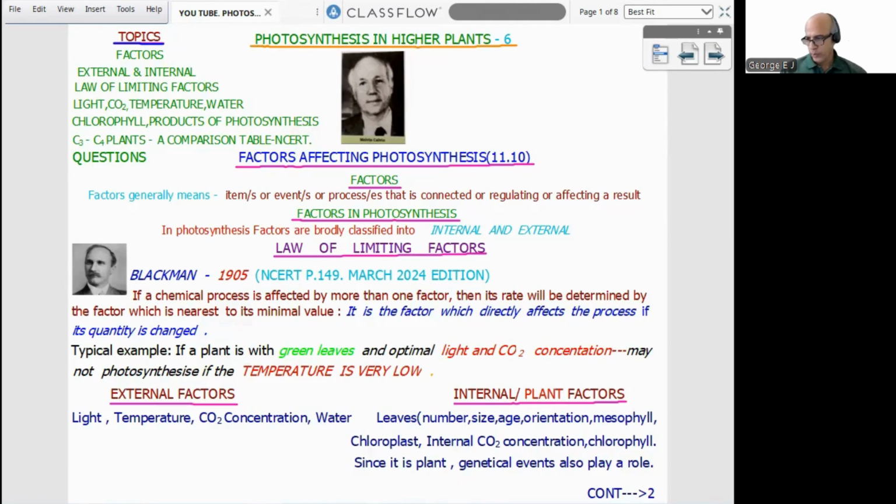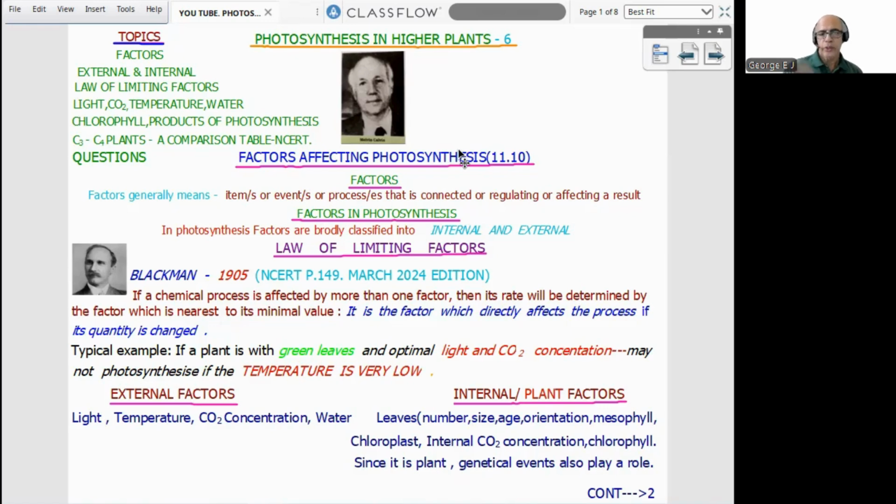Factors affecting photosynthesis. First we should know what is meant by the term factors. Factors generally mean an item or items, event or events, process or processes that is connected with or regulating or affecting a result. This definition we can apply to any area, including our studies. Factors in photosynthesis can be broadly classified into two: internal and external factors, which we'll be studying after the next topic.